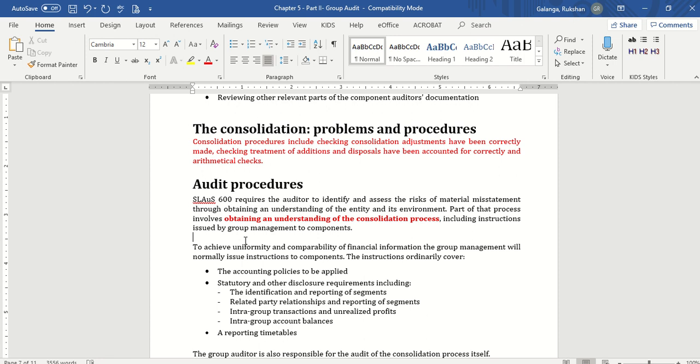We call this the consolidation process. Check how this consolidation is prepared. Right? Okay.